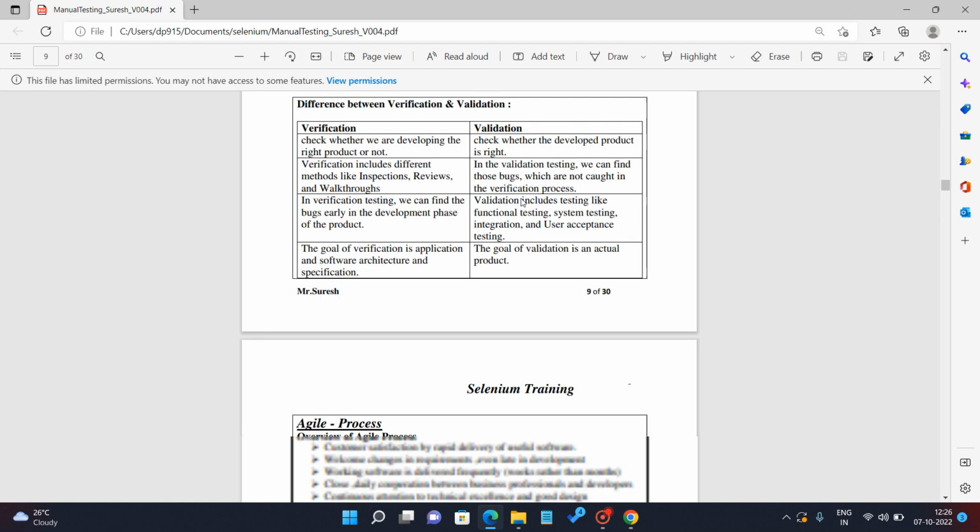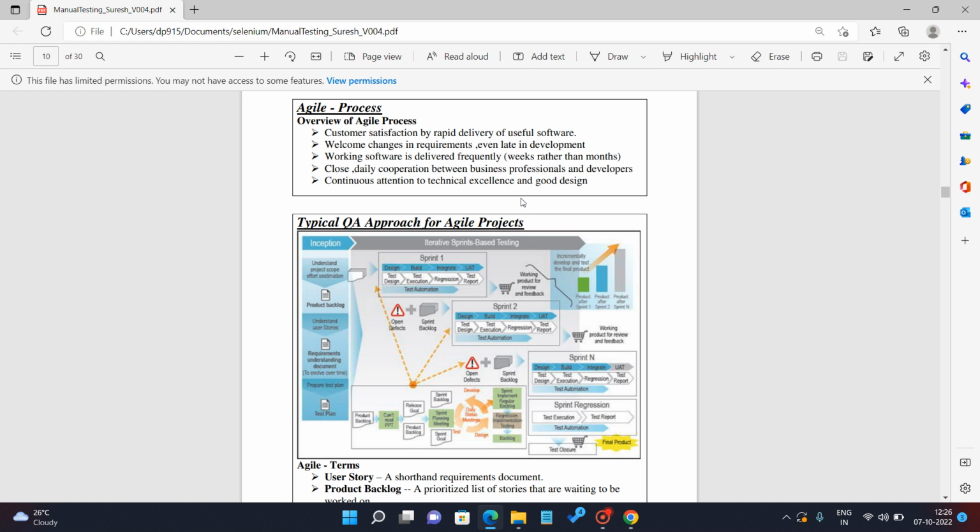And next, the agile model. The agile model is a legendary model in real time; many companies are running this model. It is a very popular model in the software industry.